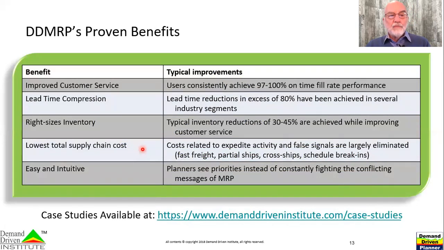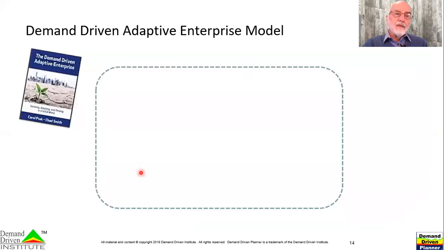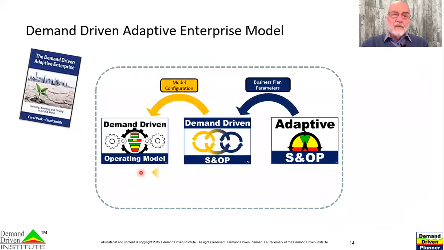But also, probably more importantly, we're looking at lowest total supply chain costs. So we're eliminating or reducing to a great extent these fast freight orders coming in, partial shipments, cross shipments, schedule break-ins, all costs that are a total waste and we need to try and reduce or get rid of them totally. Easy and intuitive. Planners see priorities instead of constantly fighting the conflicting messages of MRP. But that's only a small part of the picture.